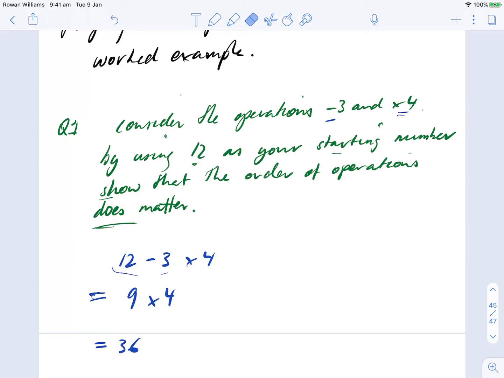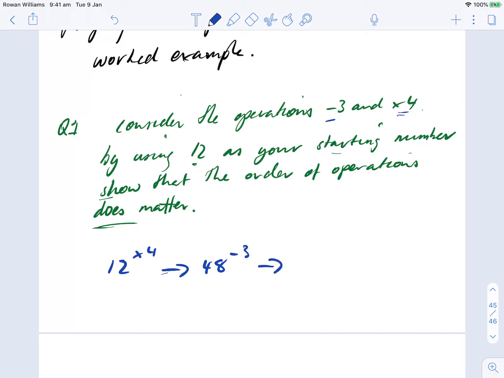All right, so let's show how we can do it the other way. So one way we get 36. The other way would be to go 12, we'll flowchart it first, 12 times 4, which equals 48, take 3, which equals 45. So it doesn't equal 36. So depending which way we do it, we end up with different answers.